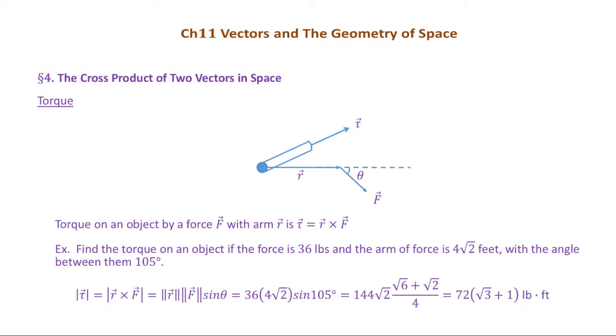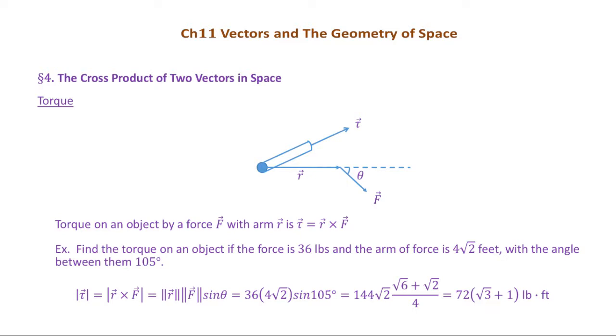So everything is given here. The magnitude of R, the arm of force, is 4 square root 2, and the force is 36 pounds. And the angle is 105 degrees. So plug in those numbers. Sine 105 degrees is actually square root of 6 plus square root 2 over 4. Okay. And 36 times 4 square root 2 is 144 square root 2. And then if you multiply them out, you're going to get 72 times square root of 3 plus 1.